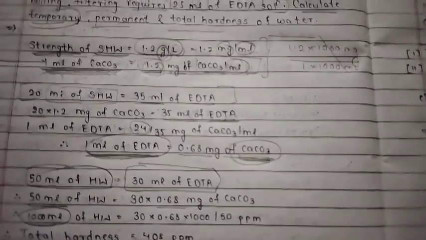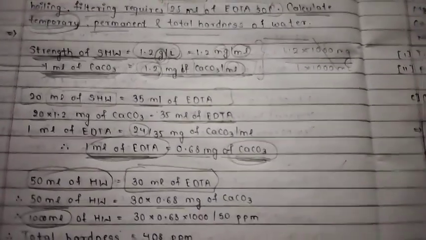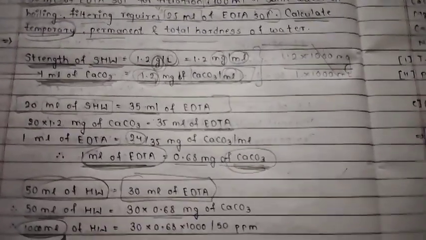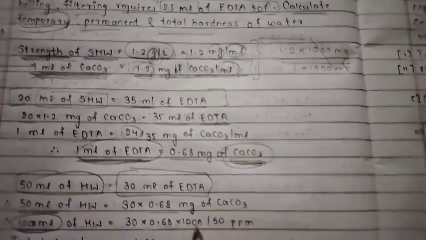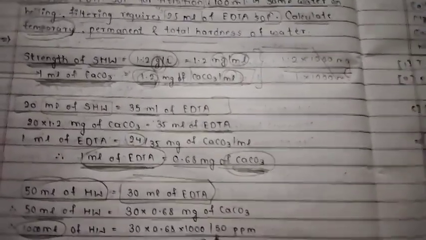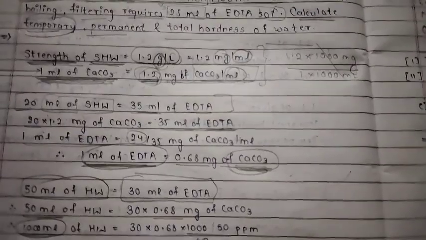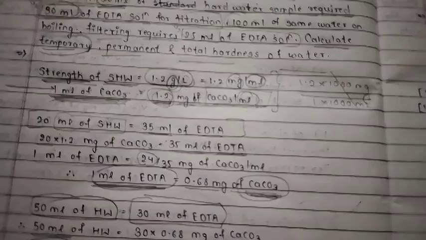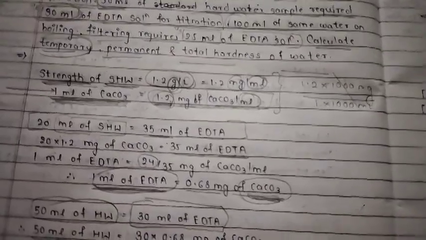We'll just simply multiply both sides by 20, so that here it will become 1000 ml, and here you can simply write 20, because 1000 divided by 50 gives 20. So now you have to multiply all this on your calculator. So you will get total hardness is 408 ppm.